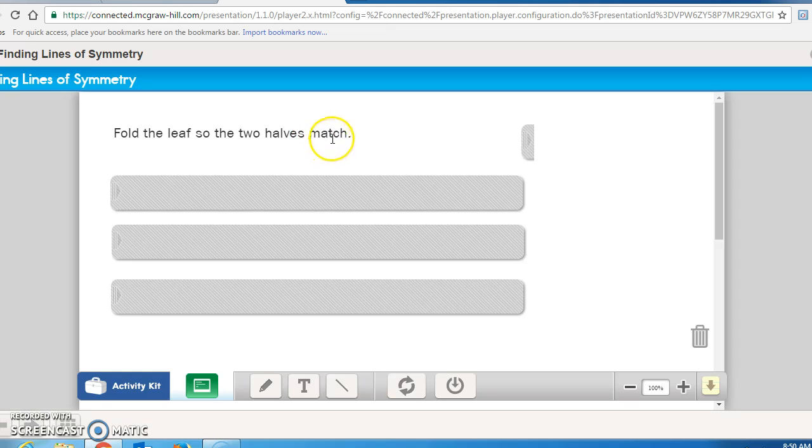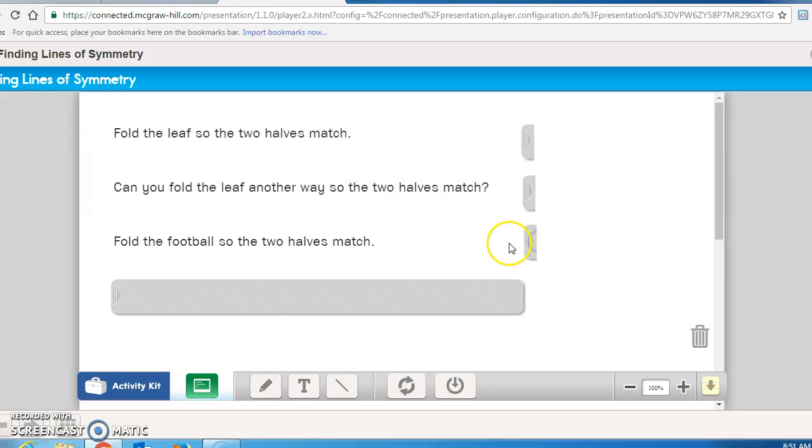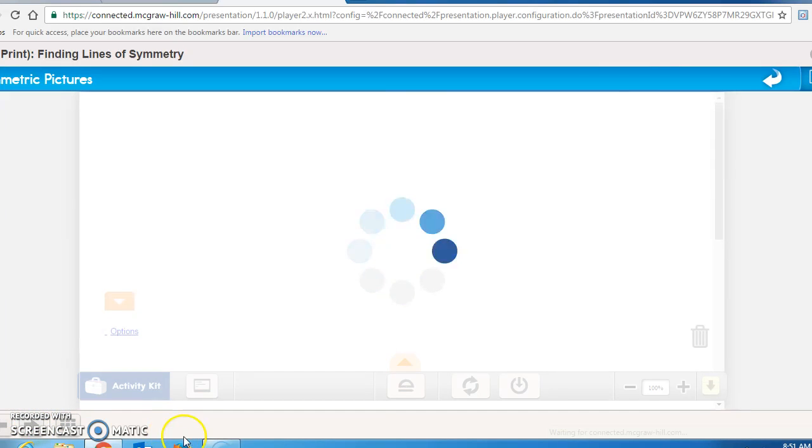For this, you're going to need Math Masters, page 84. And with those things in nature and at school and at home, tools and outside buildings, you're going to fold the pictures in half and look at the lines of symmetry. Can you fold the leaf another way so that the two halves match? Can you fold the football so the two halves match? And can you fold any of the other pictures more than one way?